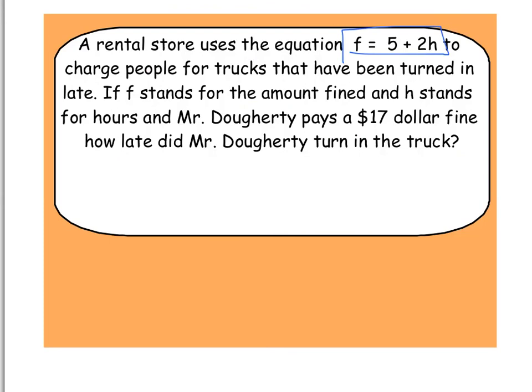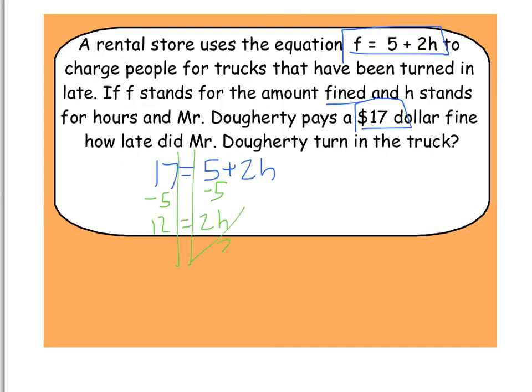Well, F stands for the fine, right? And they said his fine is $17. So we're going to put $17 where the F was. Make it equal to 5 plus 2H. And solve. Subtracting 5 from both sides. So I have 12 is equal to 2H. Divide by 2, and I have 6. Mr. Doherty was 6 hours late.